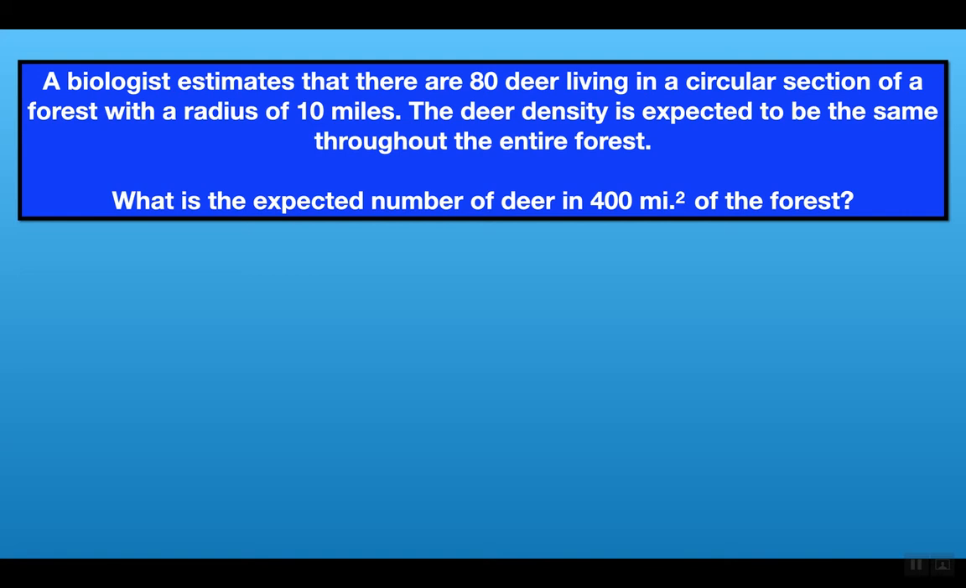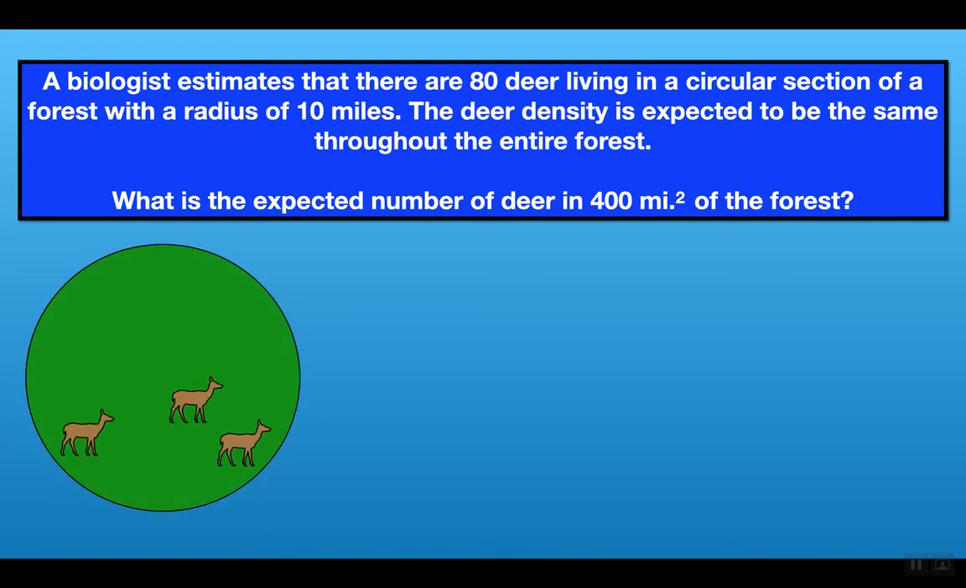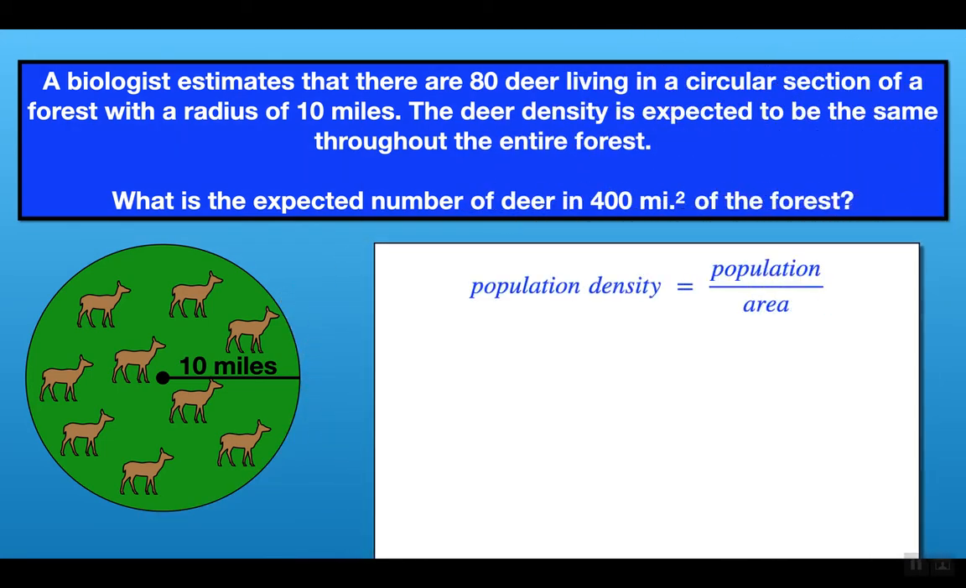Okay, so first of all, let's picture this forest. The question says that the forest is a circular section of a forest with a radius of 10 miles. So let's picture that. We have a circle, and that circle has a radius of 10 miles. And in that circular section, there are 80 deer. All right, so let's bring out our formula.